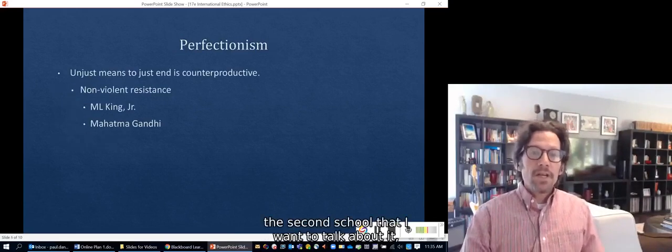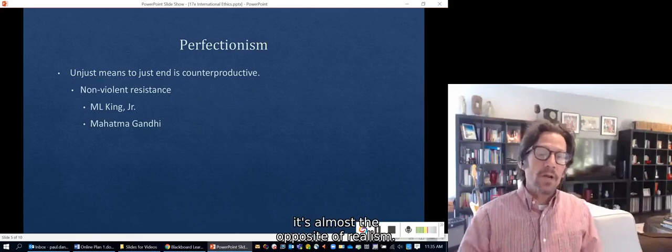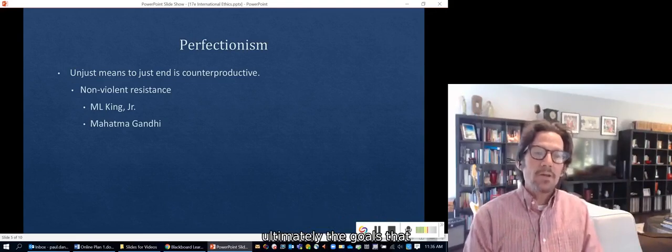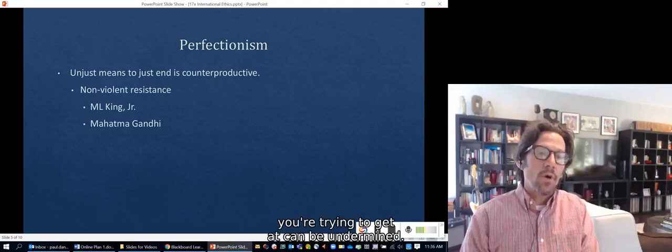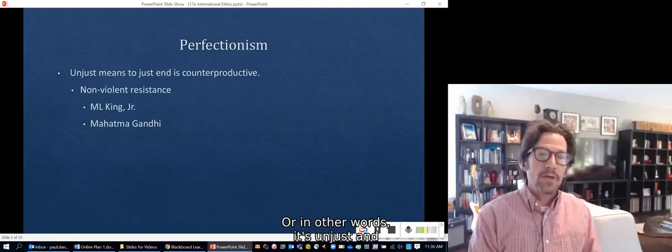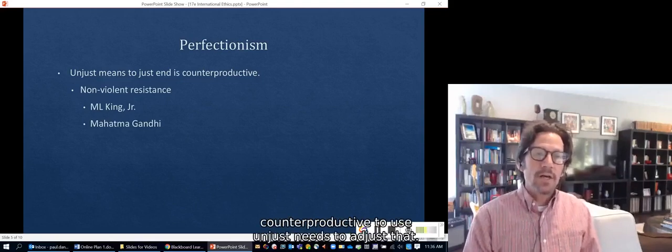Perfectionism is the second school that I want to talk about, and it's almost the opposite of realism. The position of perfectionism is that ultimately the goals that you're trying to get at can be undermined if you use unjust means to get them. Or in other words, it's unjust and counterproductive to use unjust means to a just end.